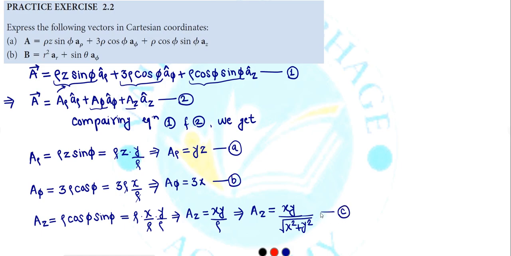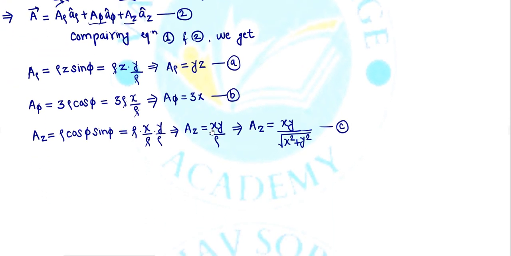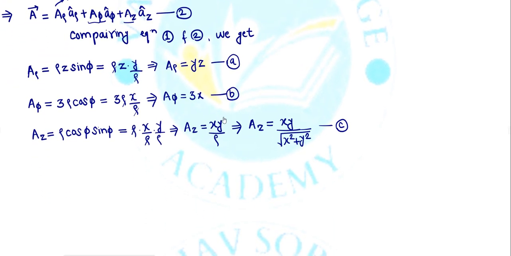Now if you make use of equations A, B, and C, and put all three values in equation 2, we are going to get the value of vector A, which is partially in terms of the Cartesian system and partially in terms of the cylindrical system. So I will write it for you, using A, B, and C, putting those values in equation 2.